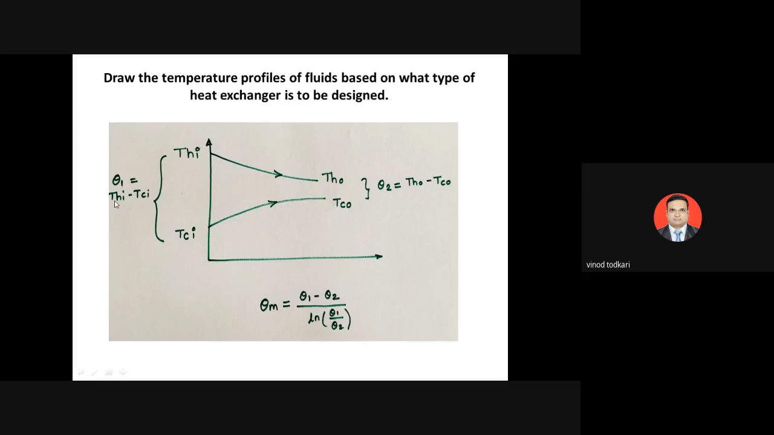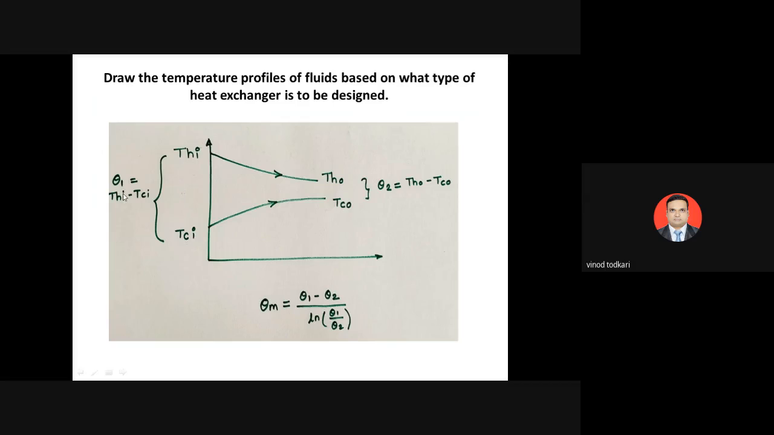Now, what is theta 1? Theta 1 is the temperature difference on left hand side of the heat exchanger. Now, what will be temperature difference on this side? It will be THI minus TCI. Okay. What will be theta 2? Temperature difference on other side of the heat exchanger? It will be THO minus TCO.